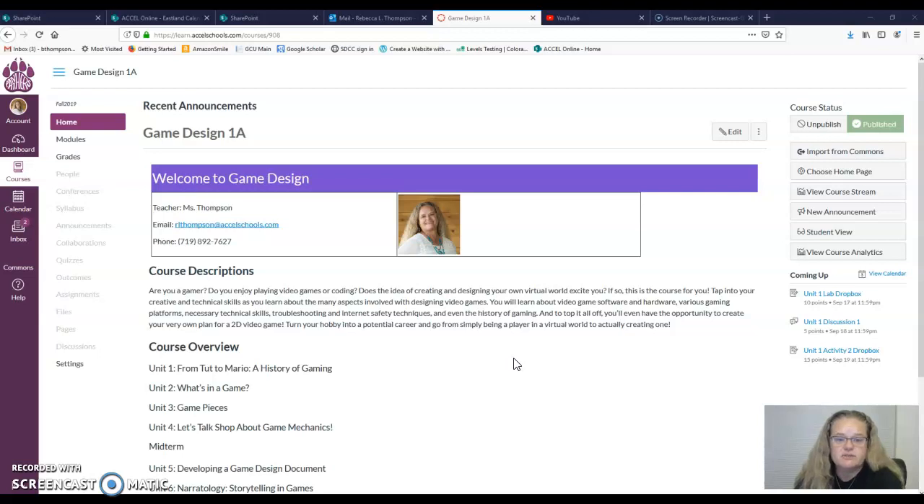Today we're going to start on Unit 1, which is From Tut to Mario, A History of Gaming. So to get to your assignments, you're going to click over here on the left-hand side on Modules.